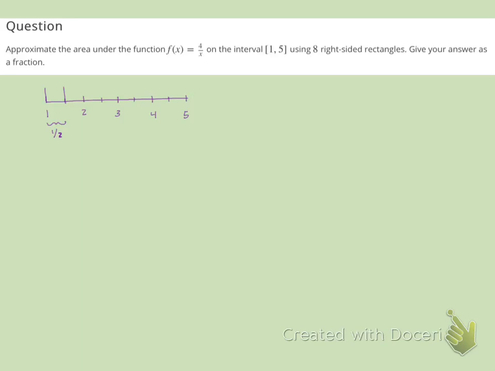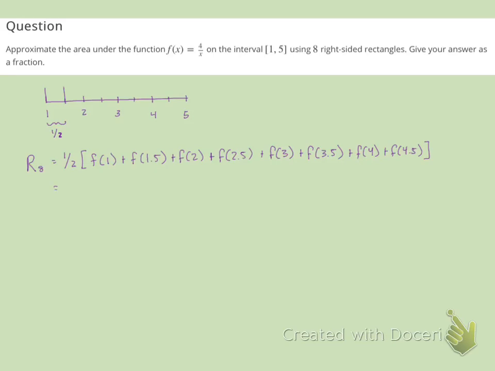So when we write this all out, we'll have a width of 1/2, and the right side of each of these intervals is going to be f of 1, and then f of 1.5, f of 2, 2.5, and this is going to go all the way to 4.5. So there's our 8 rectangles.